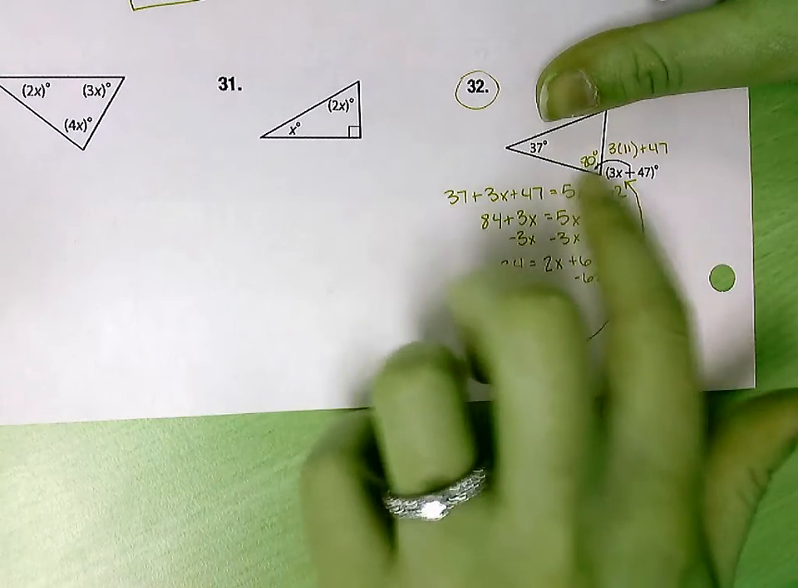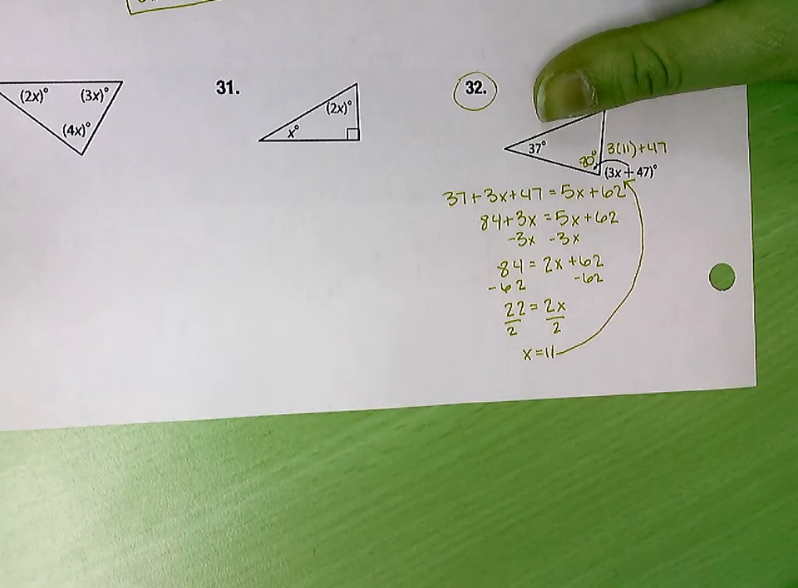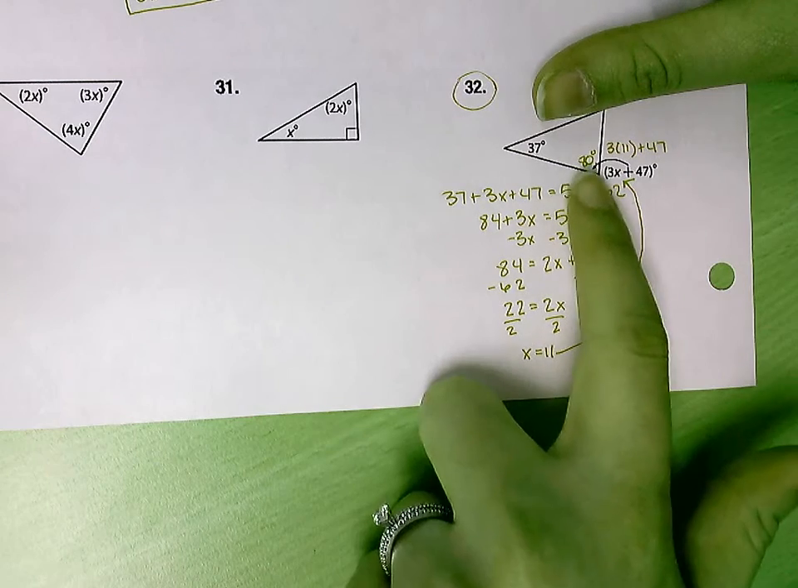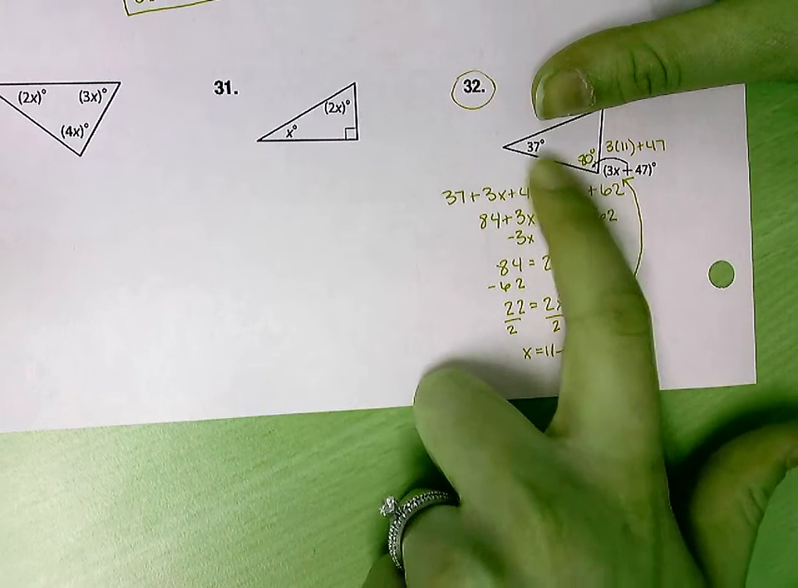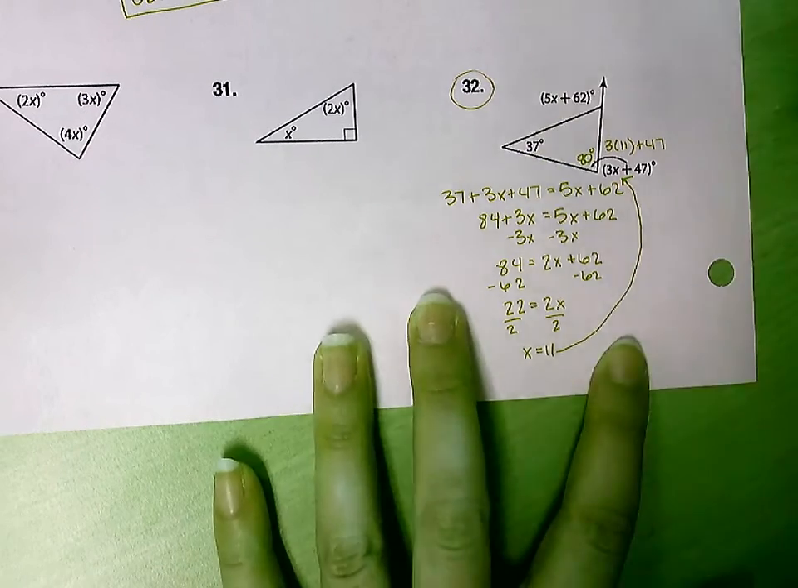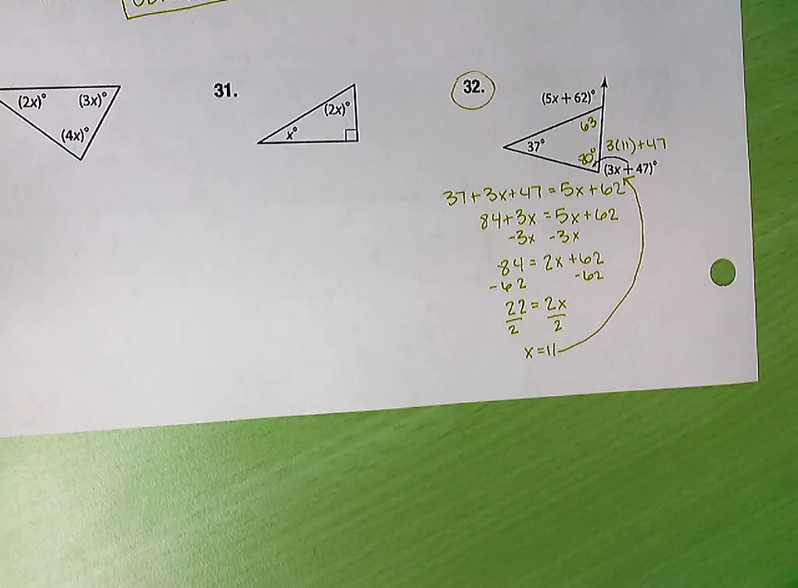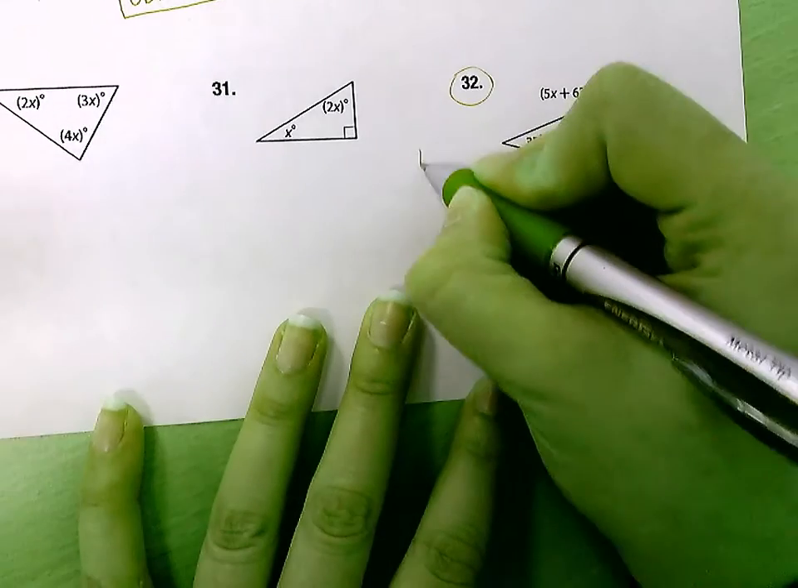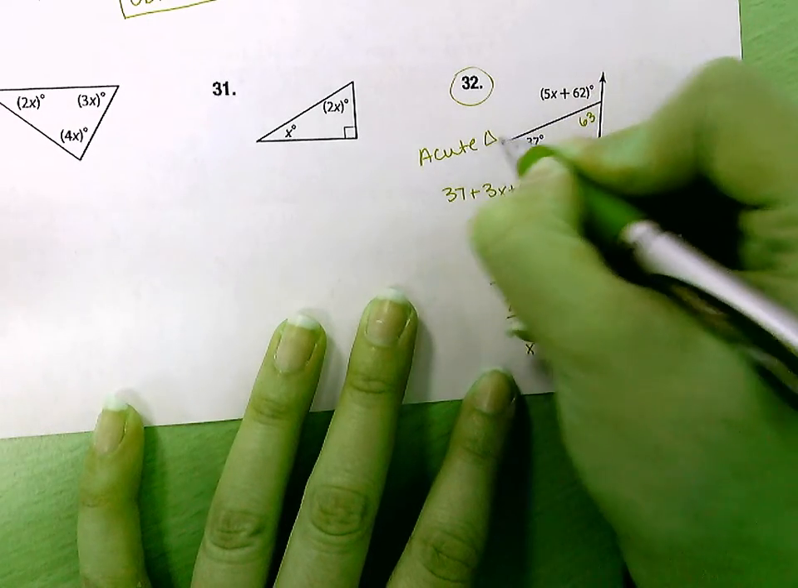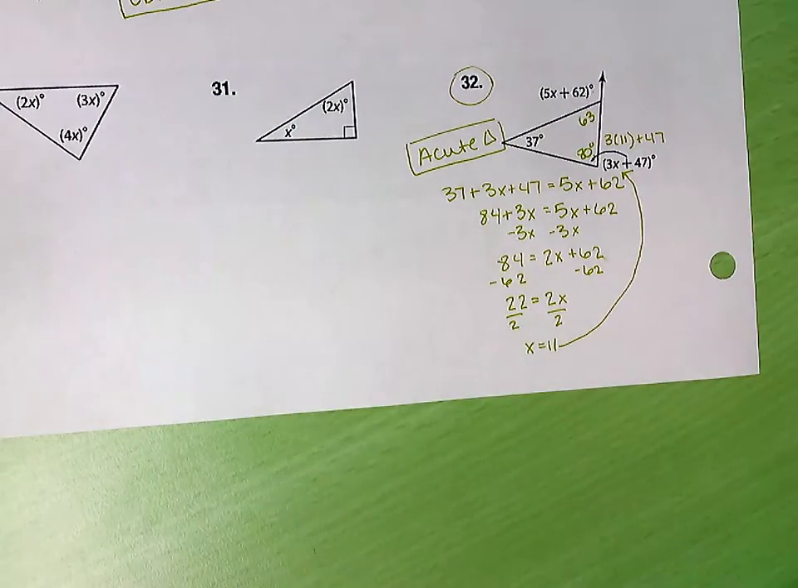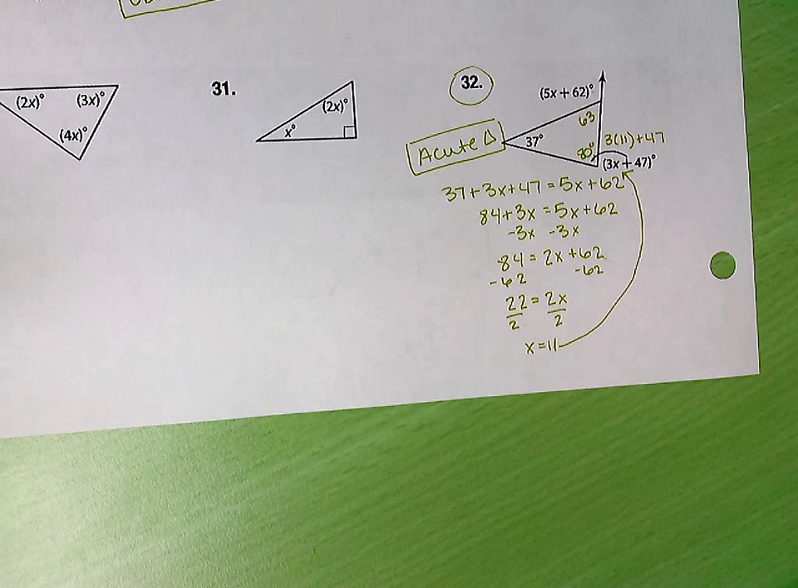All 3 of your angles here have to add to 180. So I can take 180 minus 80 minus 37 to get this angle is 63. So all 3 of those angles are acute. So this would be an acute triangle. Does that make more sense that I went through that one?